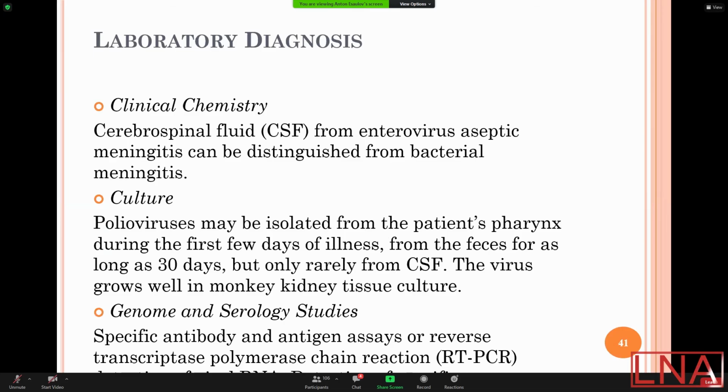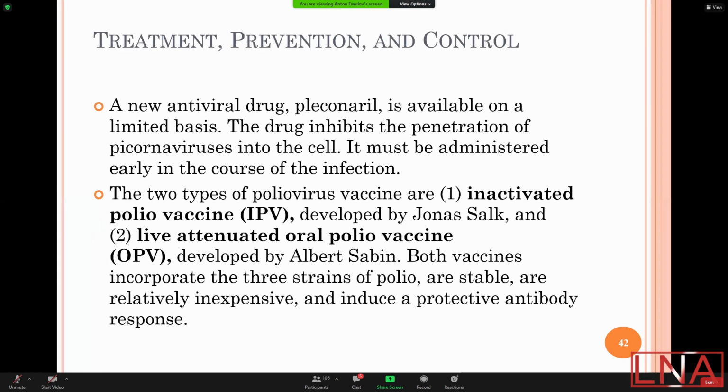For example, poliovirus may be isolated from the patient's pharynx during the first few days of illness, from the feces for as long as 30 days, but only rarely from cerebrospinal fluid. The virus grows well in monkey kidney tissue culture. So, this method is fit for understanding presence of the viruses in the particular place. Genome and serological studies: of course, molecular biological investigations like real-time PCR can give us very nice results. But also we can detect specific antibodies in the human serum by using common serological tests, like ELISA, for example.